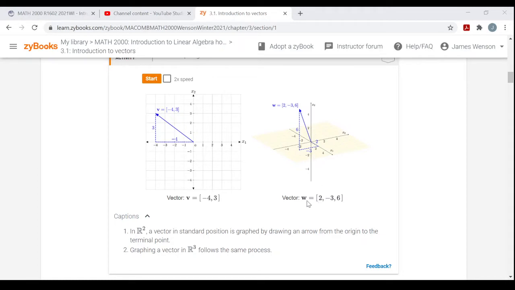So this vector W here is telling me go 2 units in the X1 direction, -3 units or back 3 units in the X2 direction, and +6 units in the X3 direction. So again, I'm going to go to some paper and show you how I was taught, that the orientation I'm going to do for my X1, X2, and X3 or X, Y, and Z axes is a little different than what they have here.